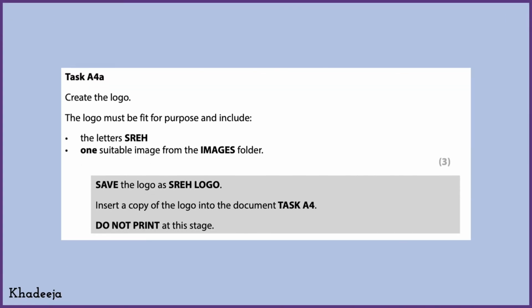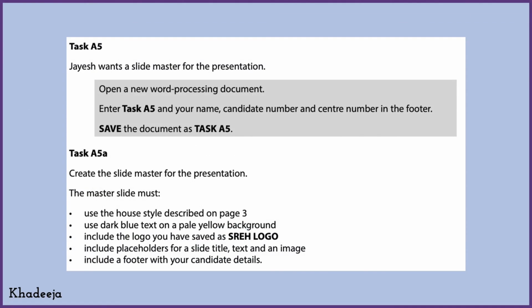Then in section A, there are also graphic design questions, such as over here you can see create the logo. The logo must be fit for purpose. In the end, once again, save the logo as SREH logo. Insert a copy of the logo into a certain document which you might have created before. As you can see, it's called task A4. And then this is a presentation question. So presentation also comes in section A. Sometimes it might not come. It depends, okay? There's no rigid format to this. I find presentation to be the easiest. So PowerPoint is usually the easiest of all of them. And also logo making is not that hard.